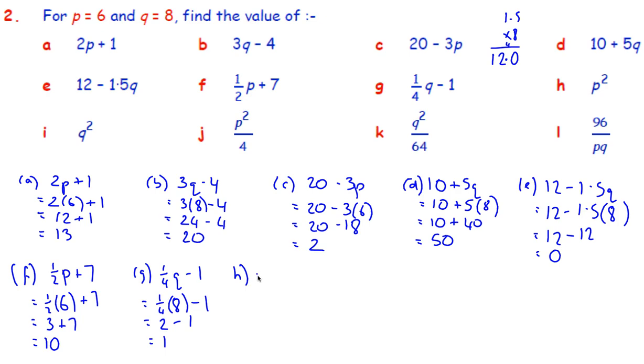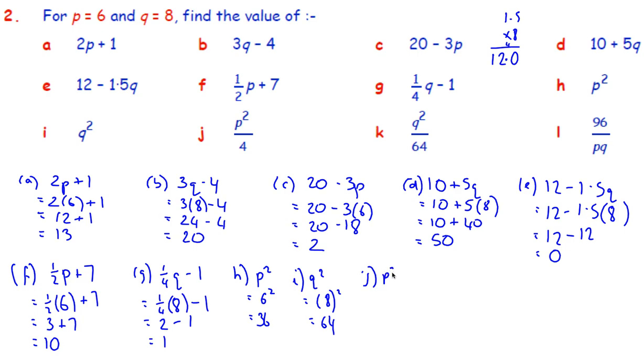Okay, H is P squared. That's quite straightforward because I know that P is 6, and I know that the square means multiply it by itself, so the answer is 36. And in the same way, Q squared, I could write it like this. 8 is my bracket. Again, 8 squared is 64.